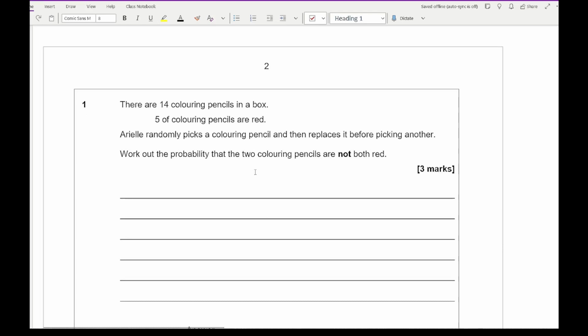So looking at question 1, it says there are 14 colouring pencils in a box. 5 of the colouring pencils are red. Ariel randomly picks a colouring pencil and then replaces it before picking another. Work out the probability that the 2 colouring pencils are not both red.